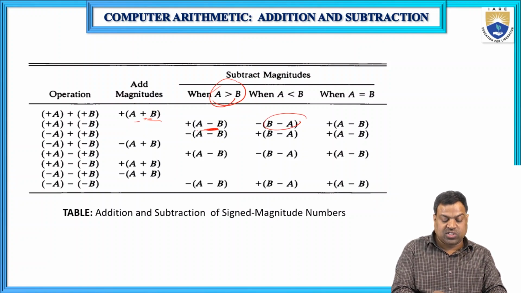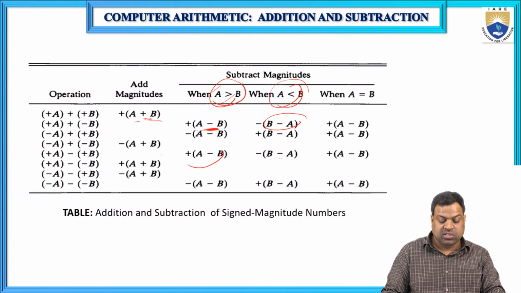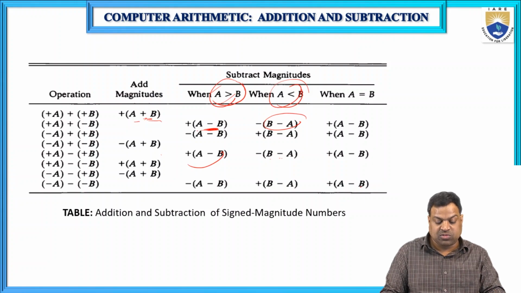So there are different conditions for comparison. Minus A plus of minus B, that means minus of A plus B. Here plus A minus B. Here minus B plus A, which is when A less than B is satisfied. Here plus A minus B. Plus of B minus A, that means A less than B is satisfied. Here minus A plus B, A greater than B. So there are different conditions satisfied for this one.